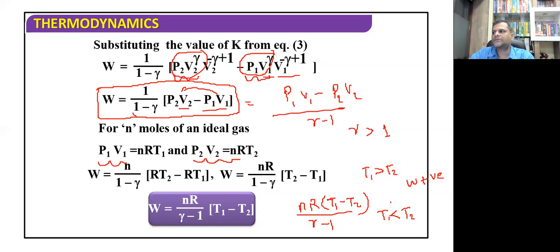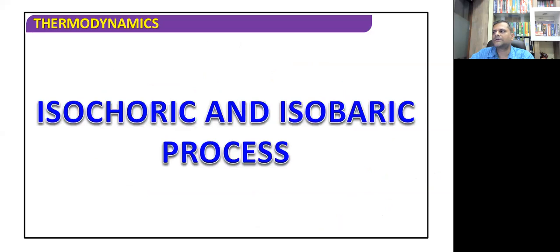और temperature बढ़ने का मतलब क्या हुआ कि the temperature increases only when sudden compressions are there, and compression मतलब work done is negative. So in this way work done will be positive or negative depending upon whether T1 is greater than T2 or T2 is greater than T1 here. Next we can talk about the isochoric and isobaric process. They are very simple, just finished in 2 minutes.